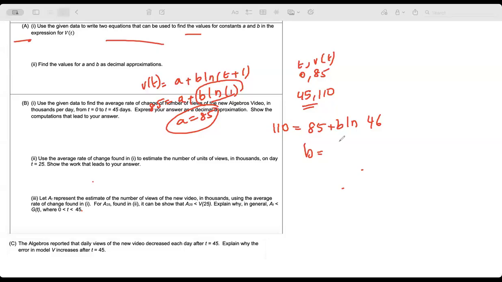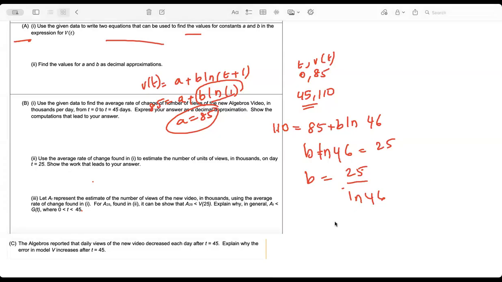B value will be equal to, let's see this one, 110 minus 85 is what? 15 plus 10, 25. So B ln 46 equal to 25. Now what happened? You have to find that, right? B equal to 25 by ln 46. So your answer would be 6.529. B will be equal to 6.529.